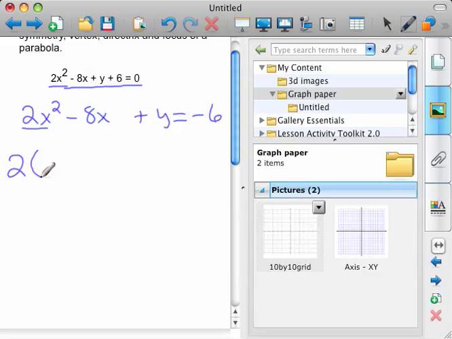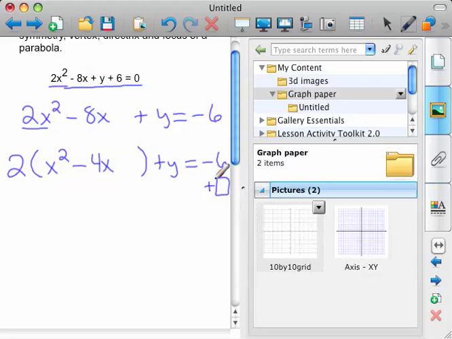If you notice, again, we've got this 2 in front of the x squared, so we'll factor out a 2. And so you'd have x squared minus 4x, leave a spot, because we'll place something there, plus y. There's nothing to complete with the y. Minus 6, so that means we only have one thing to add.